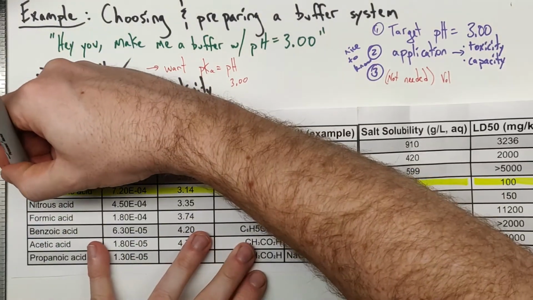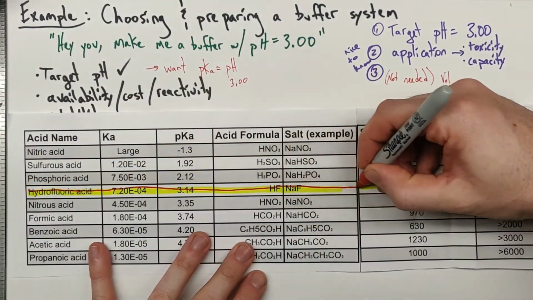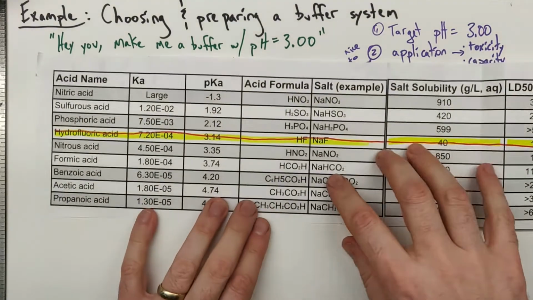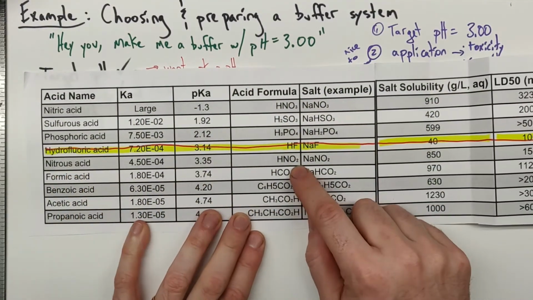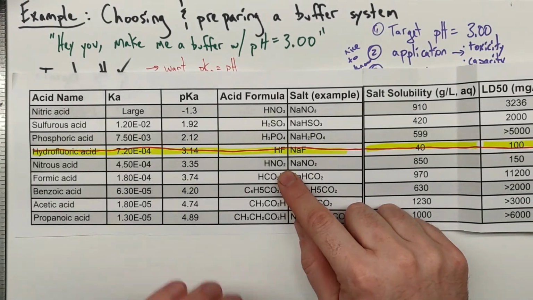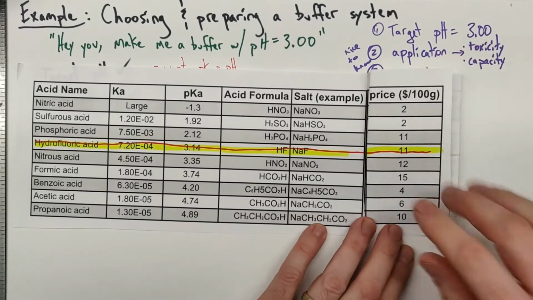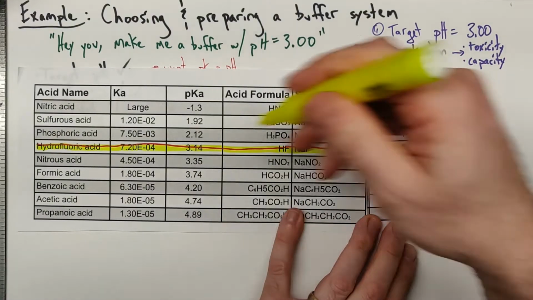In fact, HF's pretty dangerous. So we'll go to our next best case scenario, which is this nitrous acid, HNO2. And I'll be honest, when I first made this example, I chose HNO2 until I looked at the actual numbers. So option 2.